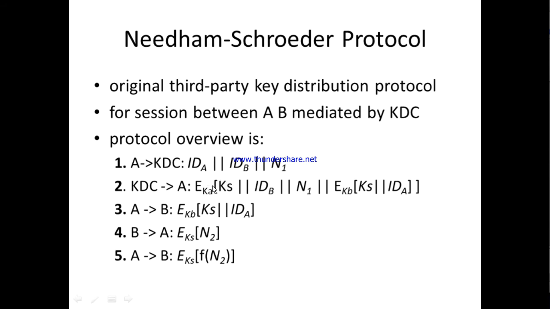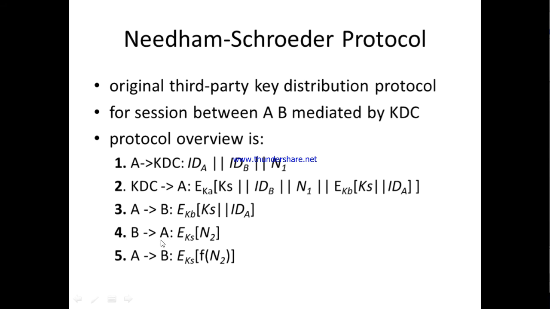So when it is decrypting, it will receive this KS, that is the session key, and it will also have this particular message. So this message it will be sending to B. When it is sending to B, B is going to retrieve this session key along with this ID A. That means A's identity and the session key is retrieved by B.